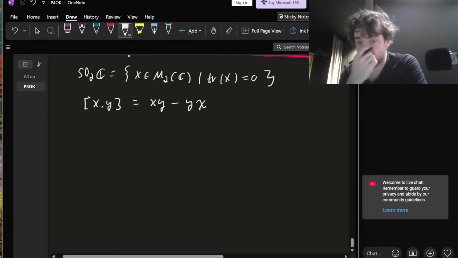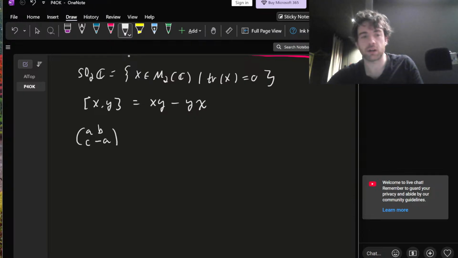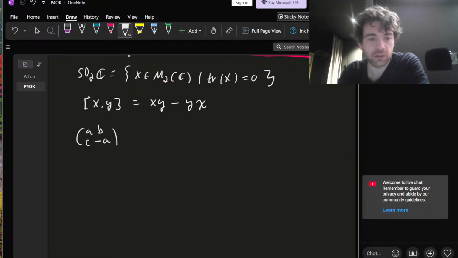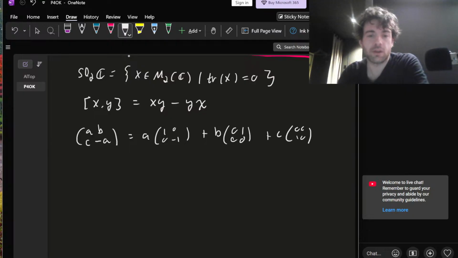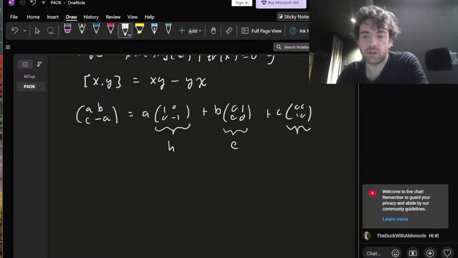Well, we can write down a pretty explicit basis for this thing, right? Because it is, after all, a vector space. So it's all 2x2 traceless matrices. Well, the only way that this could have trace 0 is if the entries were A and minus A. So pretty clearly then, we have a basis as such. So normally we call this matrix H, we call this one E, and we call this one F.